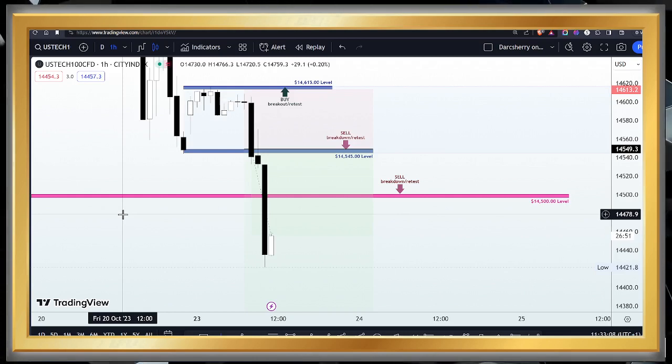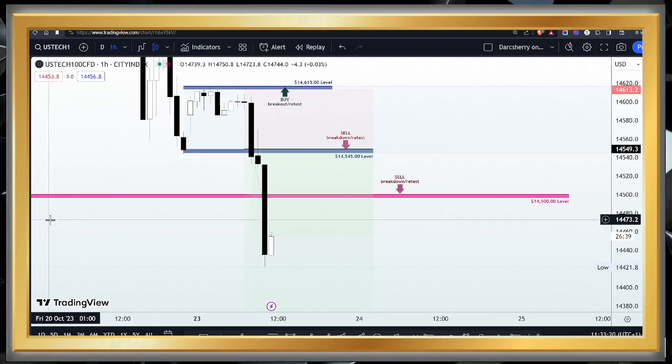However, if you missed out on this one, it's okay. The week is still very early, and we need to exercise patience and wait for new structures to emerge to guide our next decisions at this point in time.